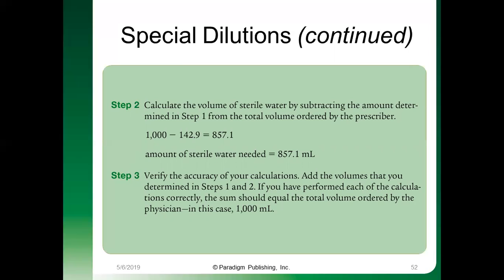To verify the accuracy of the calculation, add the volumes you determined in steps 1 and 2. If you have performed the calculations correctly, the sum should equal the total volume that the physician ordered, in this case 1,000 milliliters.